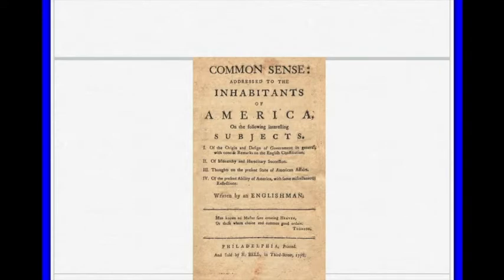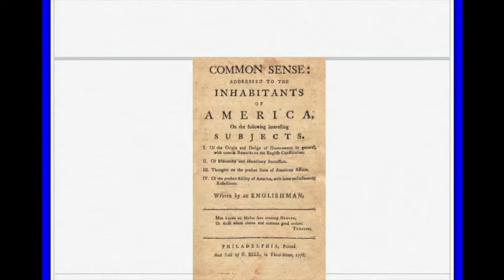This pamphlet appealed to the common man. It was posted in taverns. It was posted on trees and in all towns. This pamphlet was a new style of writing because it was written for the common man and not the educated audiences.